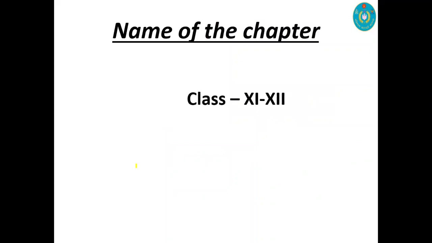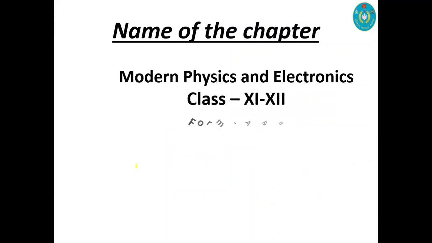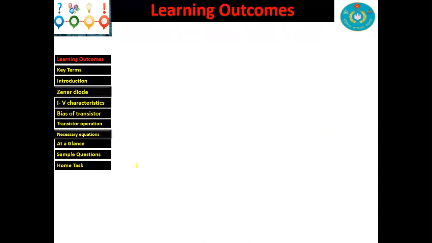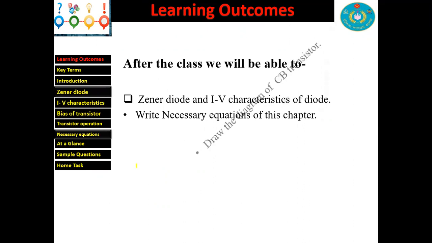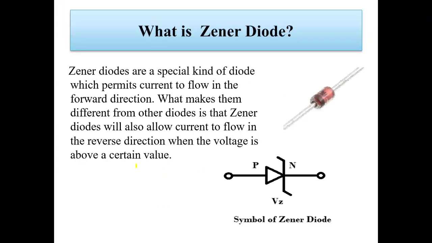Here all of you know the name of the chapter, that is Modern Physics and Electronics, and this is our second lecture. And here is the learning outcome for you. After this lesson, all of you will be able to explain the diode and the characteristics of a diode, you can write the necessary equations for this chapter, and we can draw the diagram of a collector base transistor.